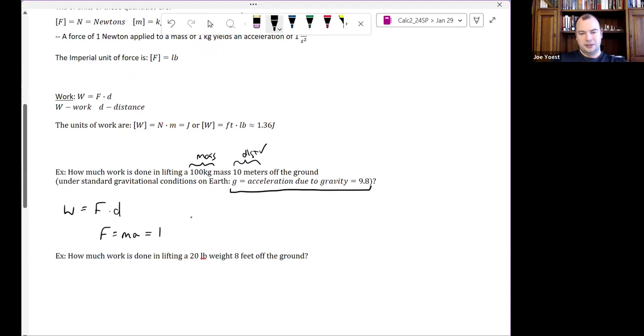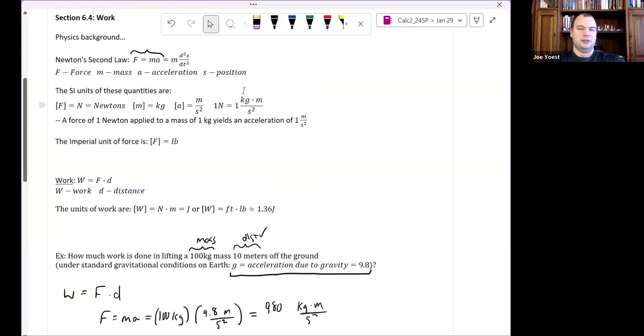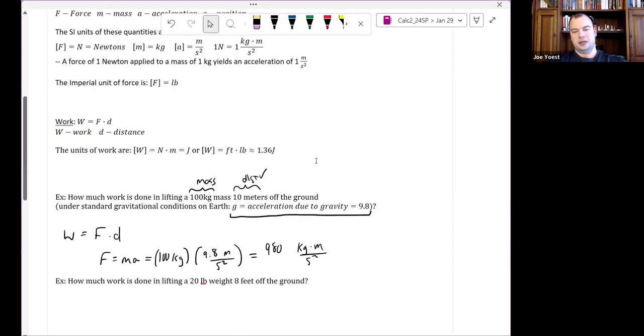Or it's going to be 100 kilograms times 9.8 meters per second squared. So this gives me what? 980 kilograms meters per second squared. And again, we said that kilograms meters per second squared is a Newton. So this is 980 newtons for the force.